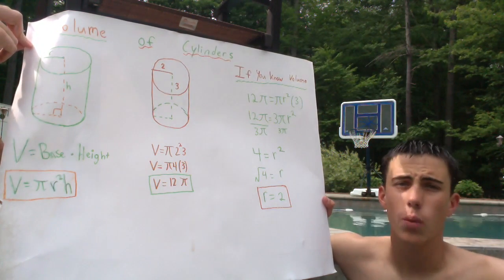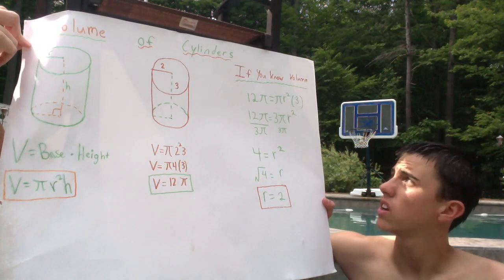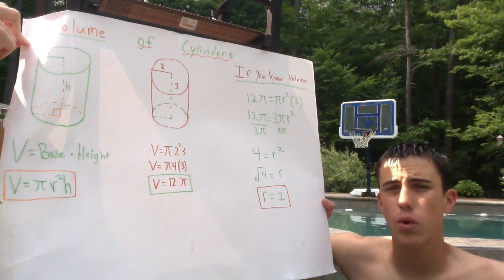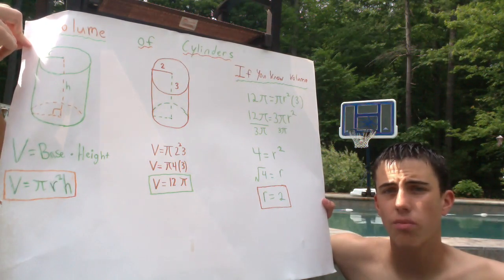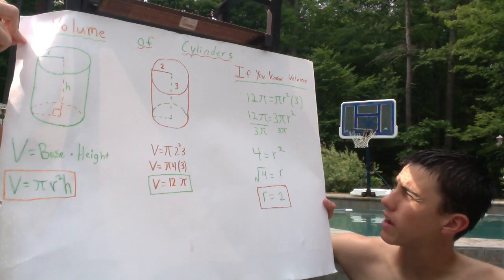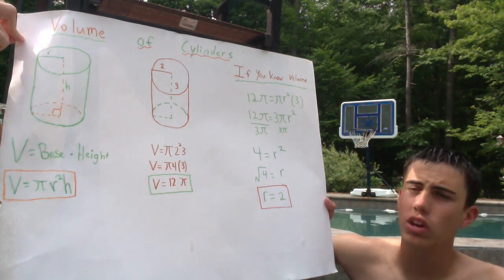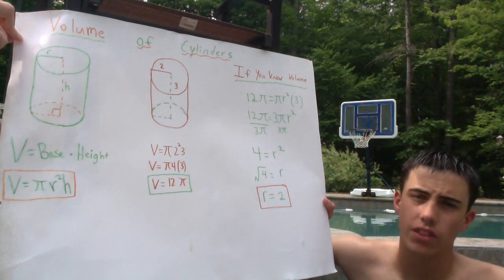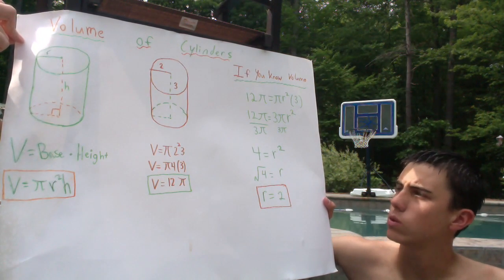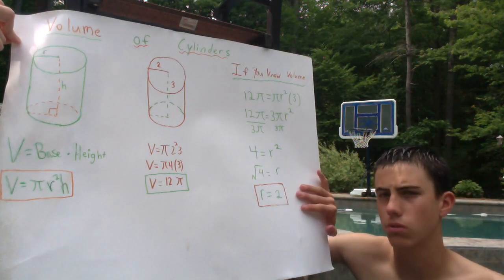Now let's say we know the volume and we need to find the radius of the cylinder. So we plug this into the same equation where we have 12 pi equals pi r squared times 3, which we divide by the 3 pi on both sides, which simplifies down to 4 equals r squared. That simplifies down to r equals root 4, which the final answer is r equals 2.